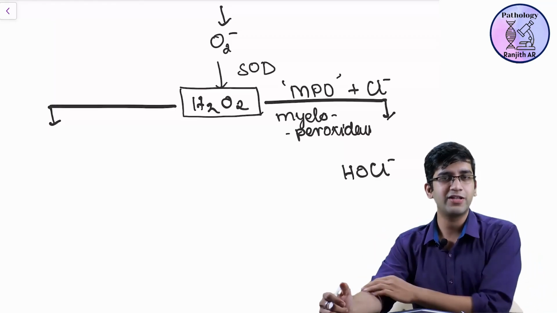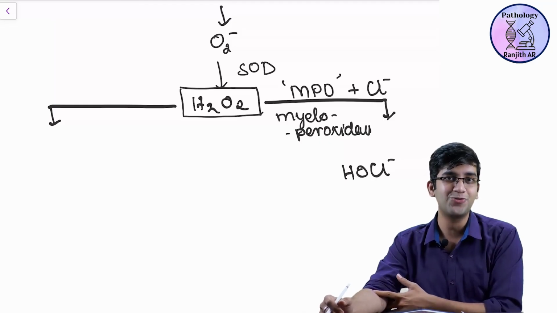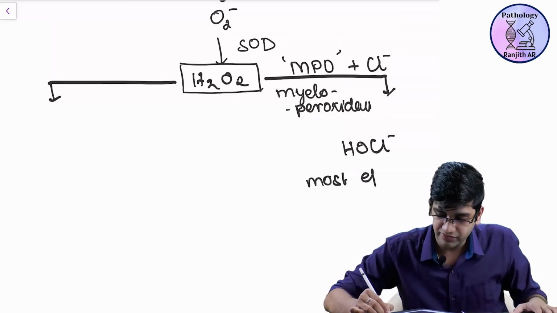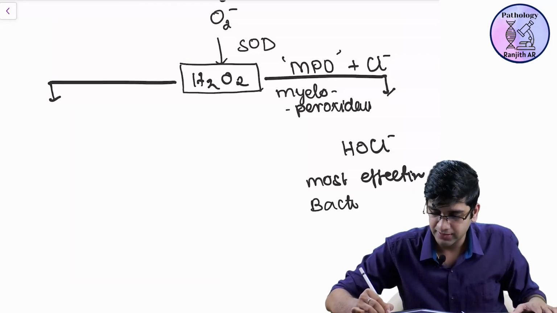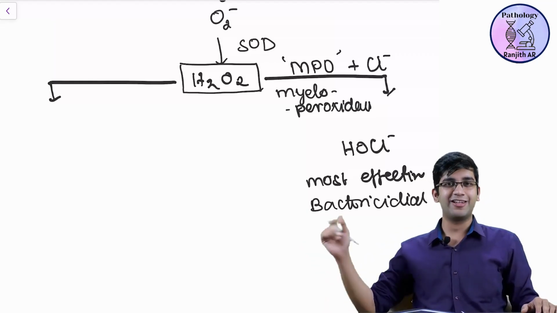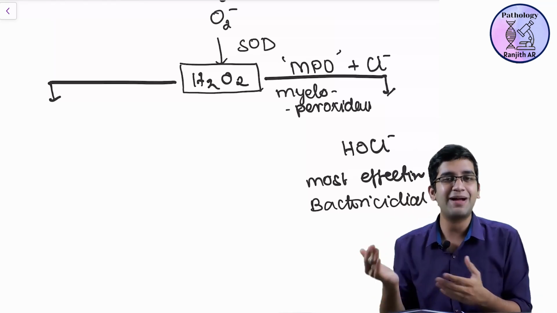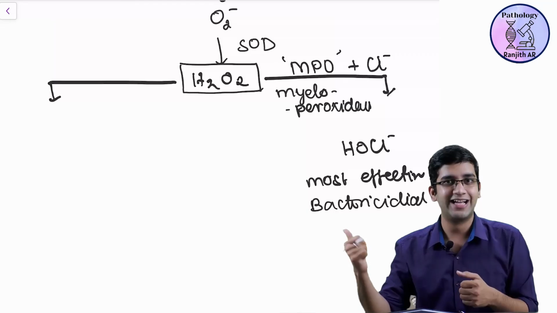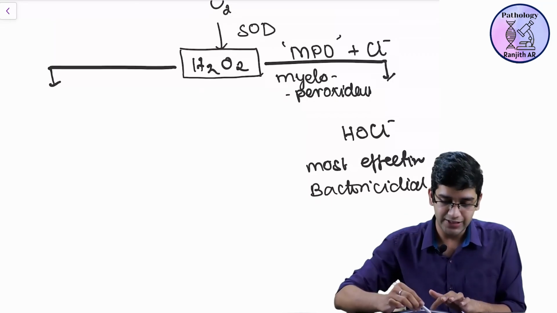Did you hear this somewhere in the first chapter? Yes, we did. Most effective bactericidal. This is the most effective bactericidal free radical. It will kill the bacteria like anything. And I'm sure that your mom knows it better than you. How? Dettol, Lysol, all of them are hypochlorous acid. They kill bacteria. You have seen the advertisement, right? 99.9% destruction thanks to hypochlorous acid. Your body uses it, right? And that will be seen in the neutrophil.